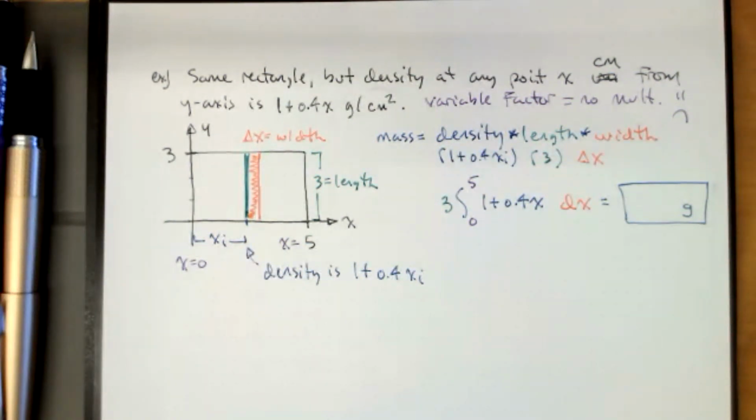If I said the density from x equals 0 to x equals 2 was 3 grams per square centimeter, and then the density from x equals 2 to x equals 5 was 7 grams per square centimeter, I would be able to do the multiplication where the 2 densities are constant, and then I would add those 2 together. We're doing that same thing, just with an infinite number of rectangles, because our density is continuously changing. Any questions?